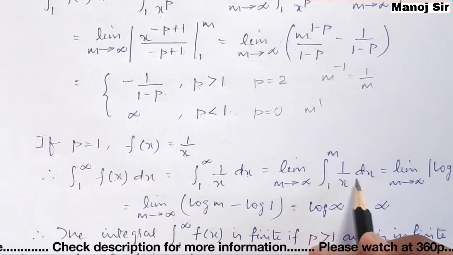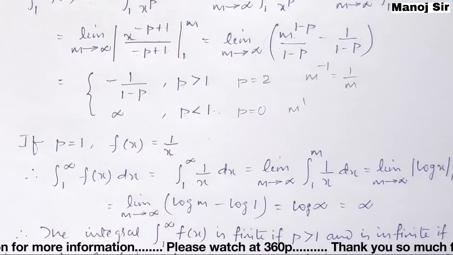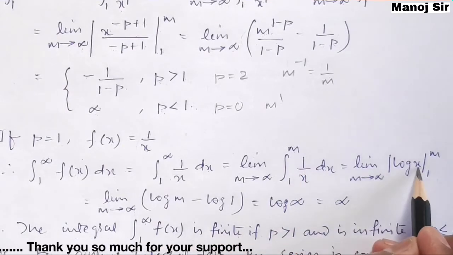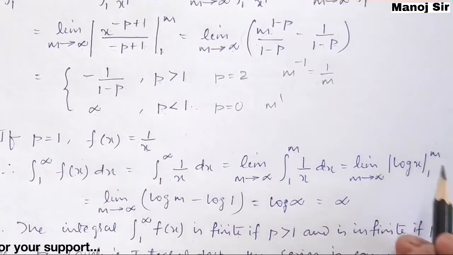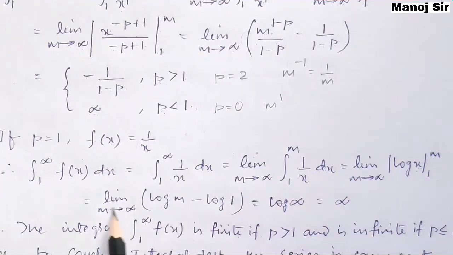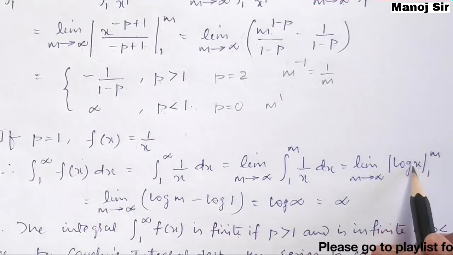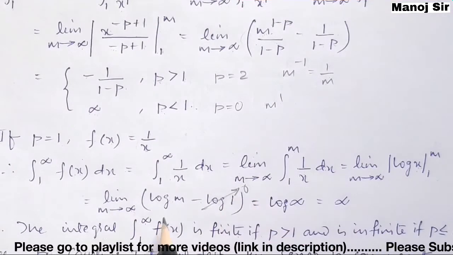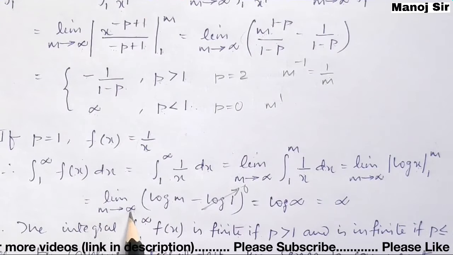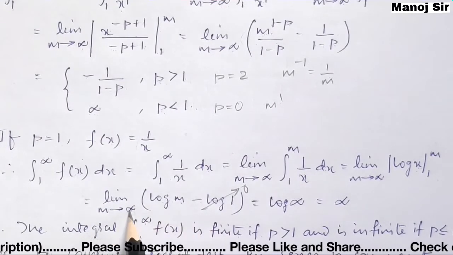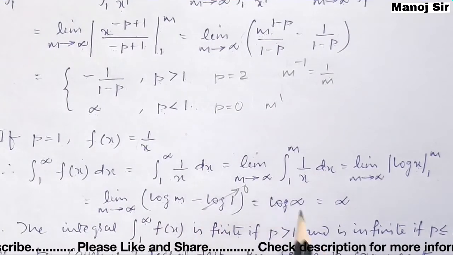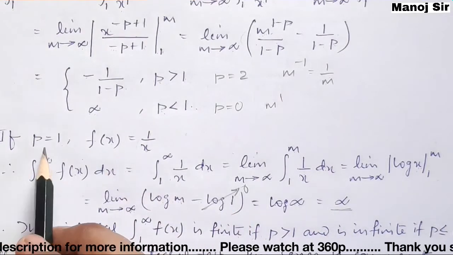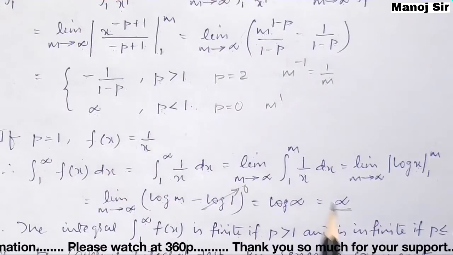Now integration of 1 upon x dx is log of x. Here you can write limit m tends to infinity, this part will become log of x, limit is from 1 to m. Now again simply put the limit, that is log m minus log 1. What is log 1? This is 0. So you're left with limit m tends to infinity log of m. If you put m equals to infinity, this will become log of infinity. Log of infinity is infinity. Now you can see if p equals to 1, the integration becomes infinity.